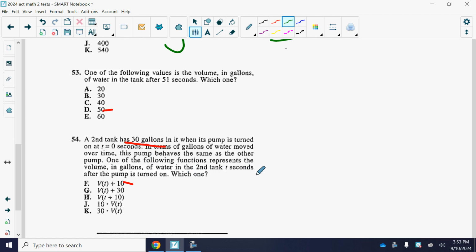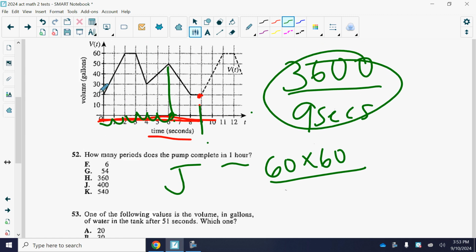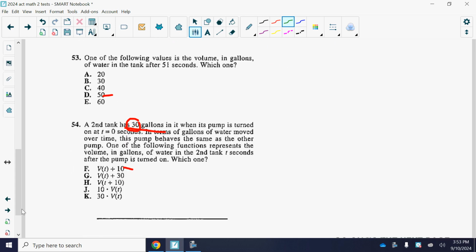Oh, it's the second tank. Oh, so it has 30. We only have 20 in ours. So he's starting here at 30. He's always 10 taller, so as he moves through the period, he's always 10. I'd have missed that one. I'd have just put 30 because they were adding 30, and that's wrong. You had to do more analysis.